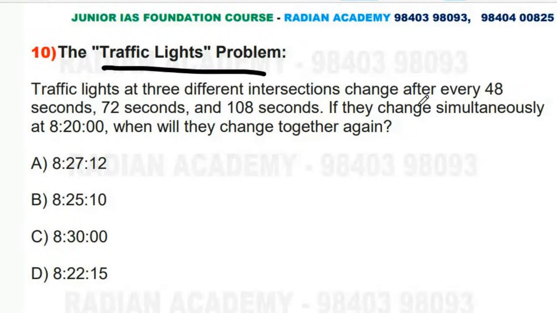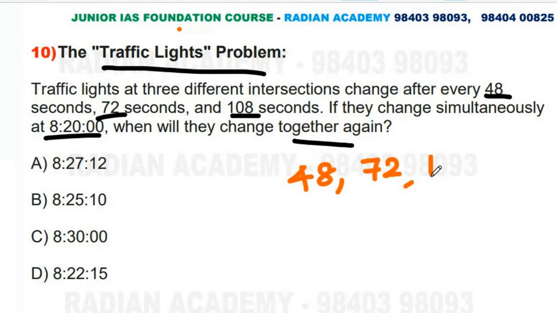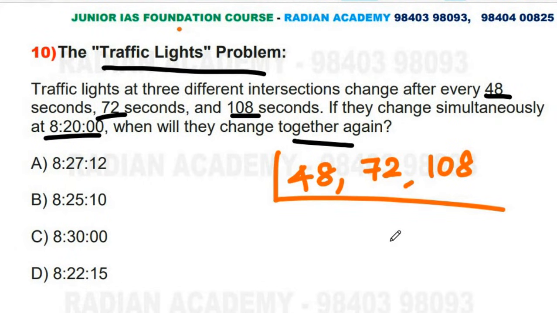The traffic lights problem. Usually they are asked in competitive examinations. The traffic lights at 3 different intersections change after every 48 seconds, 72 seconds, and 108 seconds. If they change simultaneously at 8:20, when will they change together again? Then you are supposed to find the LCM of 48, 72, 108. Do it carefully and tell me the answer.